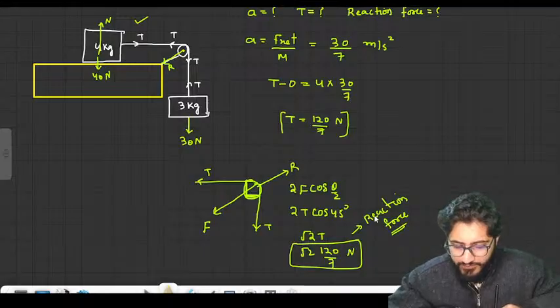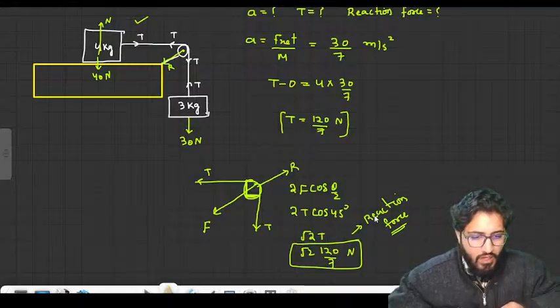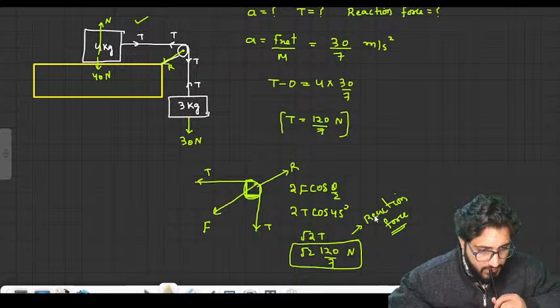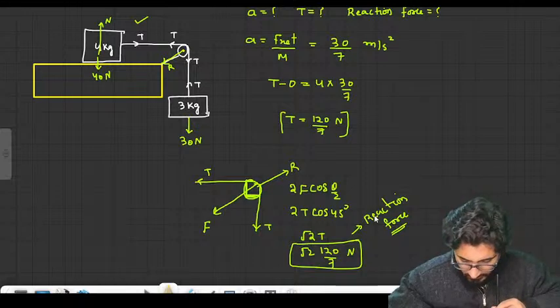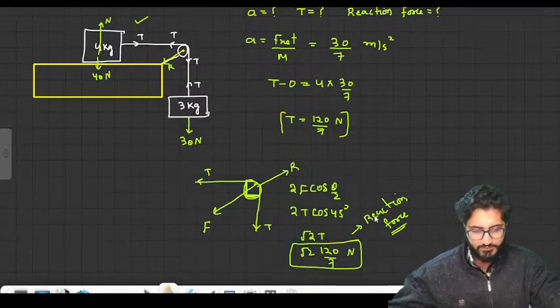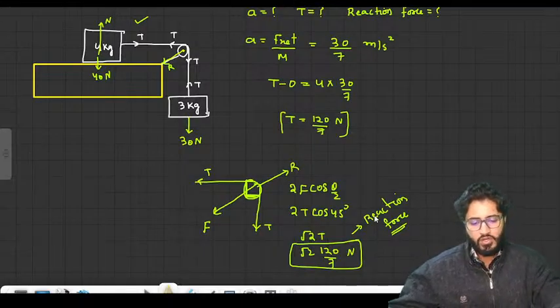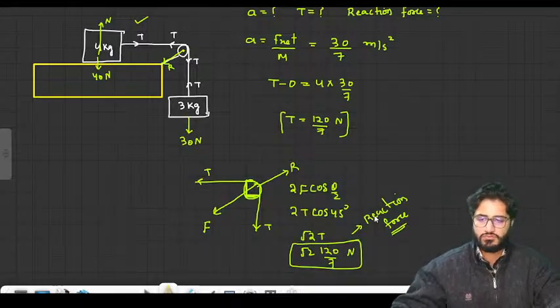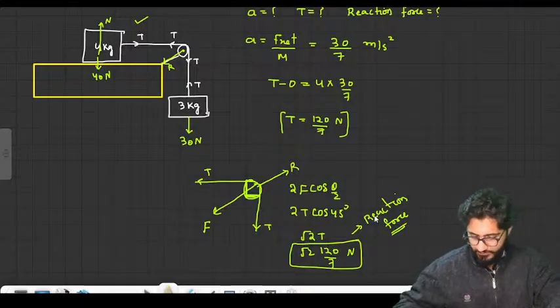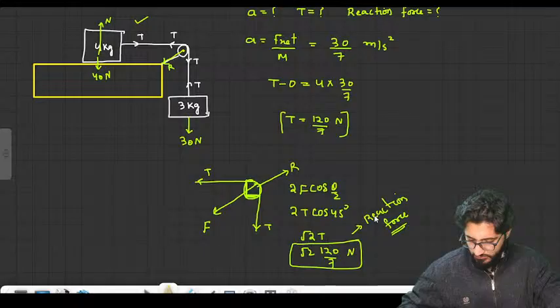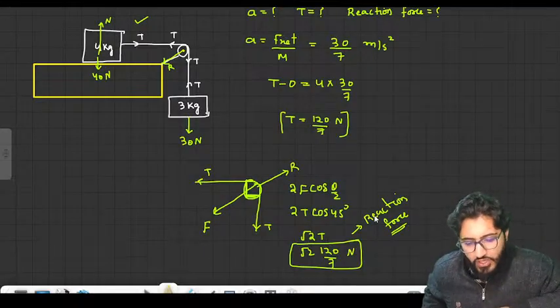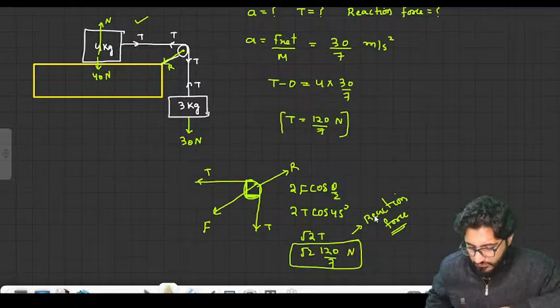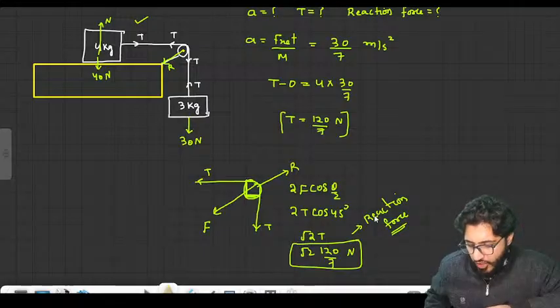Easy or super easy? Easy, no? Okay, let us do one more numerical. Shall we continue the class or take the numericals tomorrow?